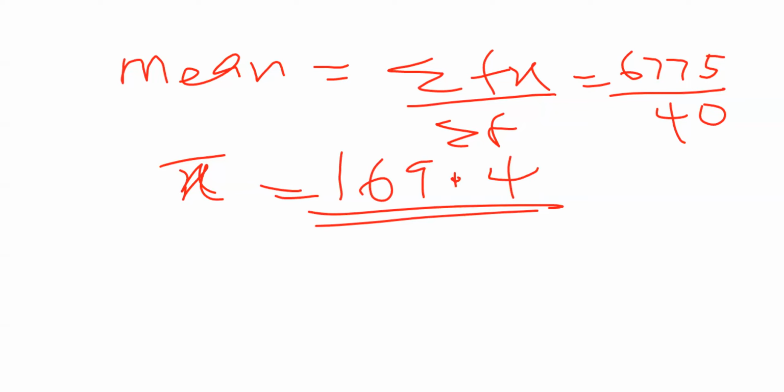The second part is the median. Median for grouped data has a formula. Mode for grouped data has a formula. So we're going to apply the formula and then solve for the median and also solve for the mode.